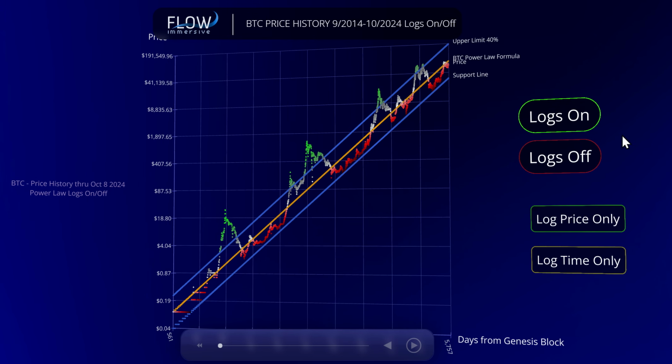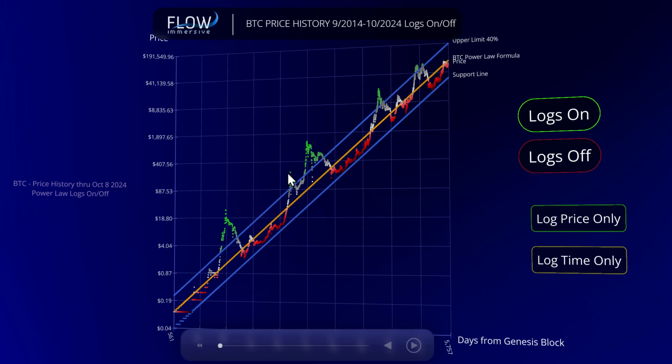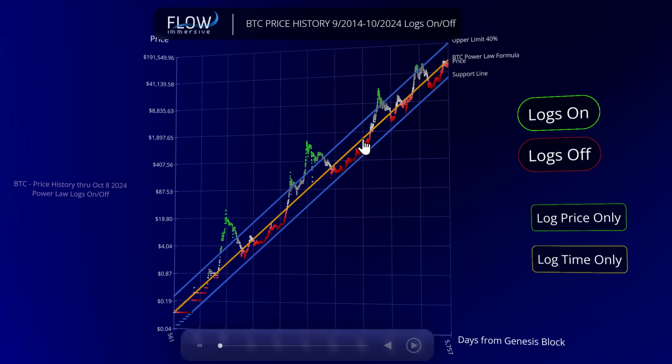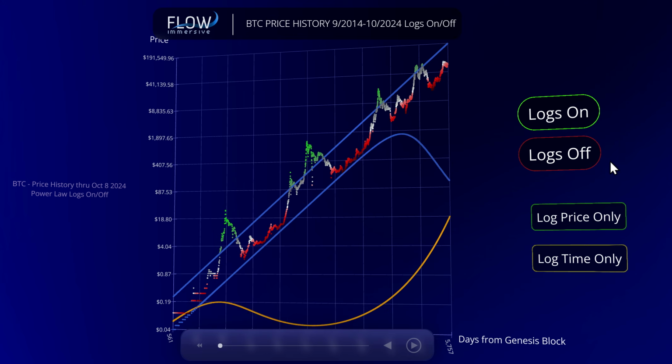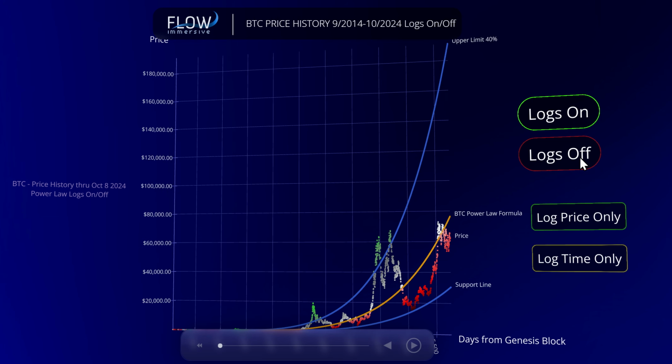But what I like about this is how you can switch the logs on and off, right? So right now it's on and it has this straight line behavior, right? Not just the line in the middle and the support and resistance lines, but also Bitcoin itself, the price. You see how linearized it is. Yes, there are oscillations, but in general it looks straight, right? So you can turn it off, and now you see the linear behavior.